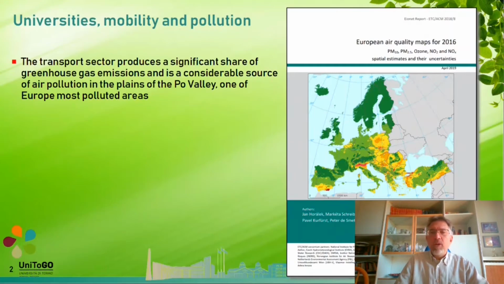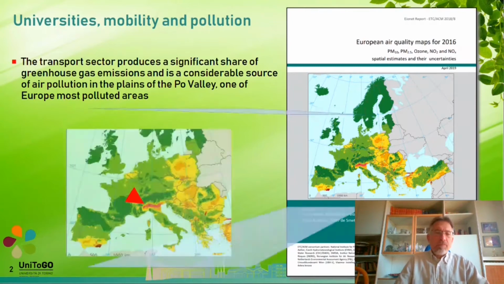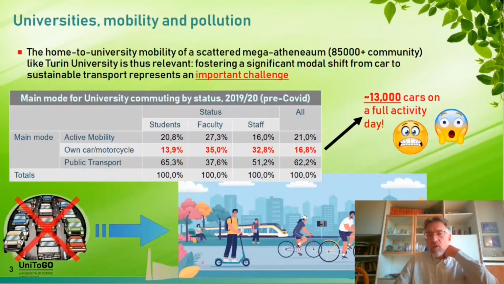As you may know, the Po Valley in Italy is one of the areas which is most polluted, and Turin in particular is a city which is critical from the point of view of pollution. Of course, a large university like Turin University, with a very big community of about 85,000 people, has a strong impact on the mobility of the city.